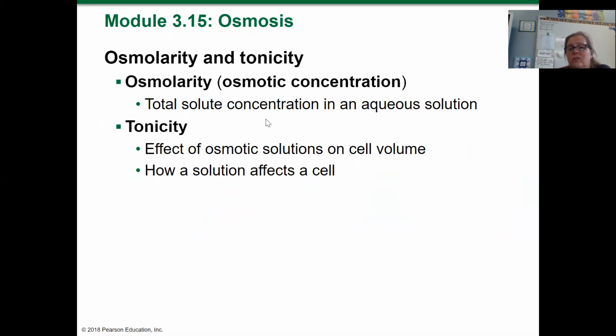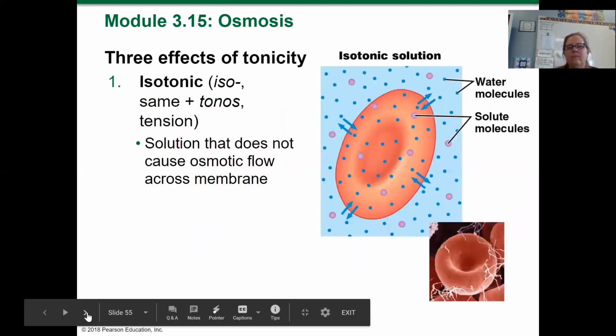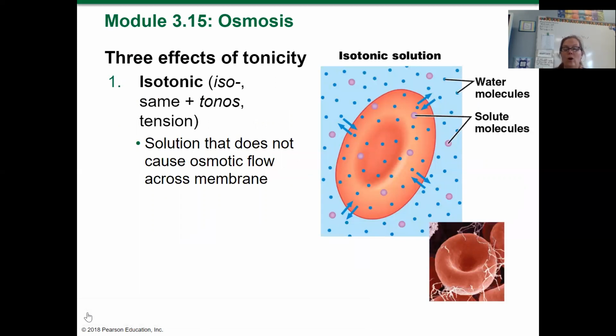Osmolarity is the total solute concentration in solution. You may have seen the word molarity when you studied chemistry. It's similar. Tonicity is how the solution is going to affect the cell. And when you talk about tonicity, usually you're starting to talk about isotonic, hypotonic, and hypertonic. So isotonic means the same. It means the net flow of water is equal in, equal out.